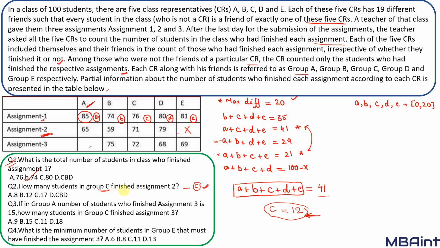I need to find the total number of students who have finished the assignment. So that would be 20 minus 12, and that is 8. So the answer to this question is A, 8. Now let's look into question number 3.